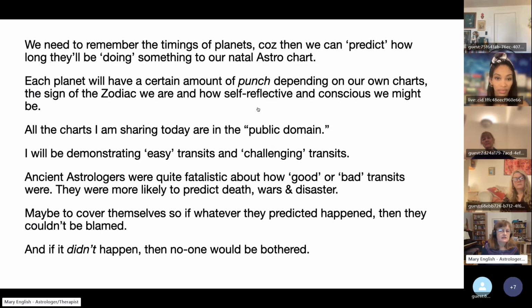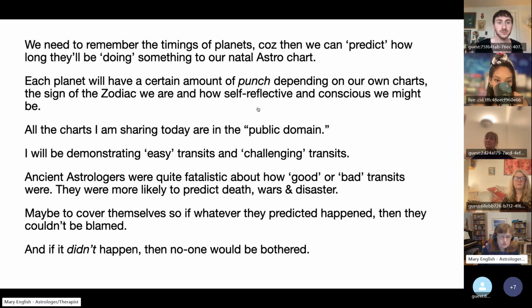So we need to remember the timing of planets, because then we can predict how long they'll be doing something to our own natal astro chart. Each planet will have a certain amount of punch depending on our own charts, the sign of the zodiac we are, and how self-reflective and conscious we might be. All the charts I'm showing today are in the public domain. I will be demonstrating easy transits and challenging transits.